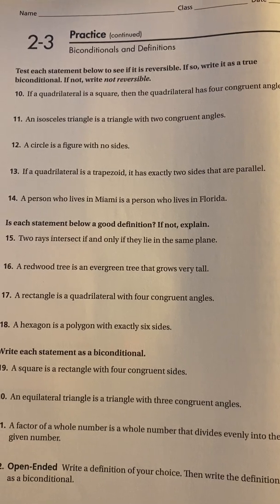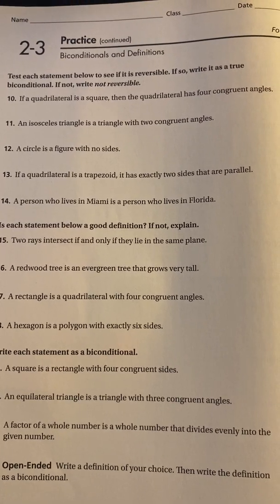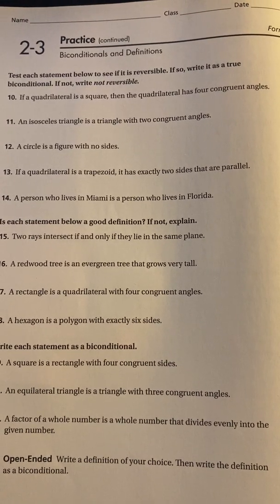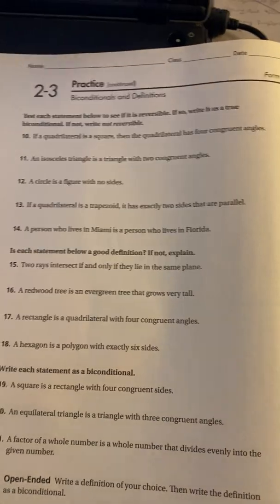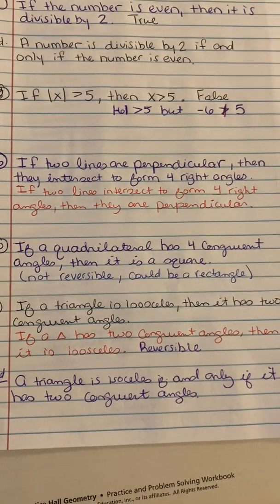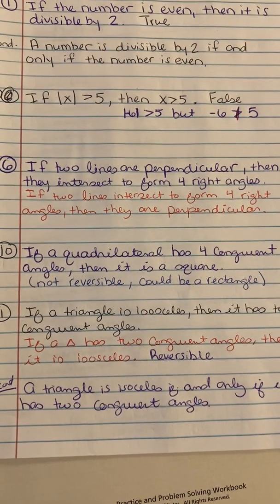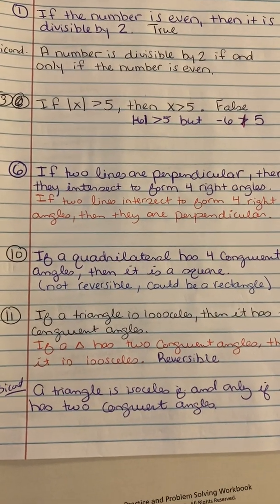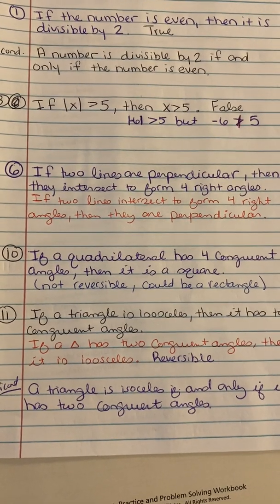So number 10: if a quadrilateral is a square, then the quadrilateral has 4 congruent angles. So we need to write the converse of that. So we need to flip it. So the converse would be: if a quadrilateral has 4 congruent angles, then it is a square. That's not reversible because it could also be a rectangle.